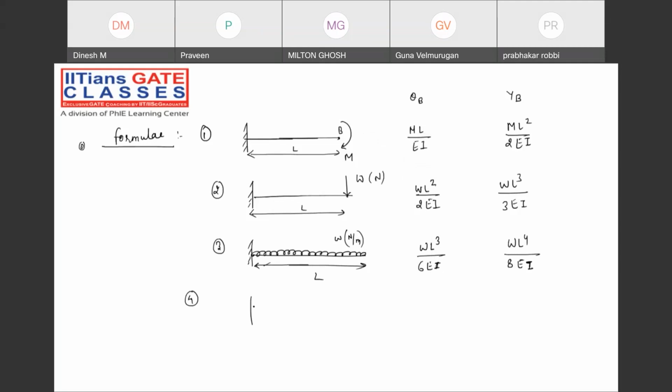The fourth one I'm going to consider, my dear friend. Again, I'm going to take the cantilever beam, but there will be a kind of UDL load. Suppose in this case there is a UDL load I'm going to draw. So here the slope and deflection will be W into L square divided by 24 EI and 5 WL power 4 divided by what? 384 EI.